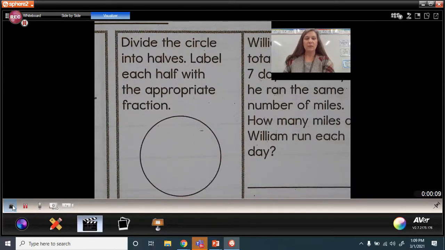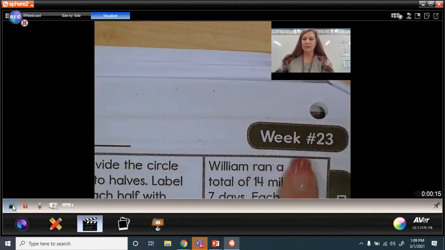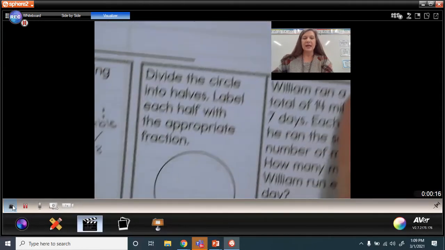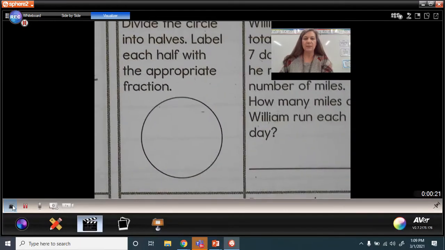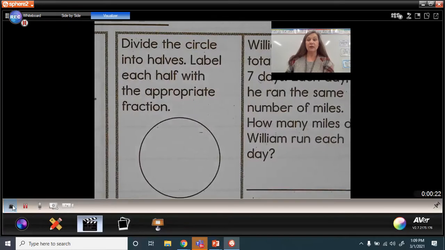I want to take a look at our DMA for today, so let's go ahead and get started. Remember, we are in week 23, so notice here, this is week 23, day 2, which is Tuesday. Let's take a look at our very first problem. It says divide the circle into halves. We need to remember what halves are. How many pieces are there in halves? If you said 2, you were correct.